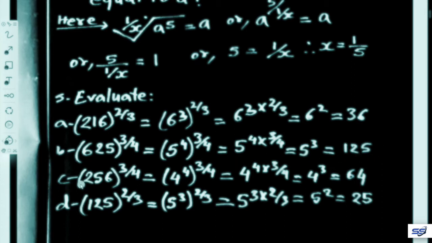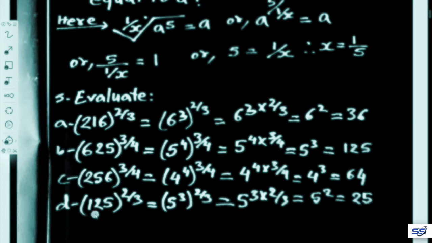Now C number: 256 power 3 upon 4. Here 4 power 4 is 256, or 256 is 4 power 4. Now 4 power 4 whole power 3 upon 4. Now this power shall be multiplied, 4 power 4 into 3 upon 4. Now this 4 and this 4 cancel each other and the rest is only 3, so 4 power 3 equals 64.